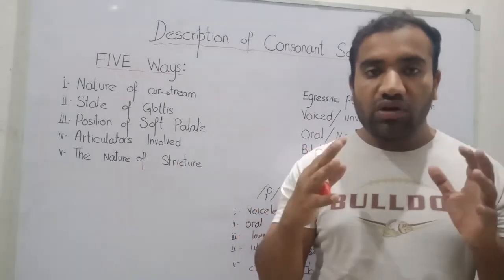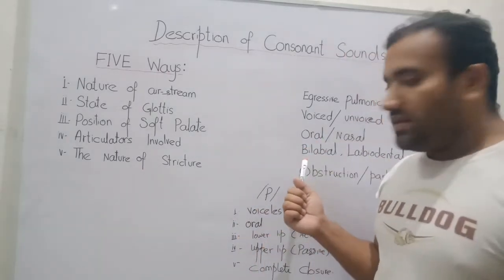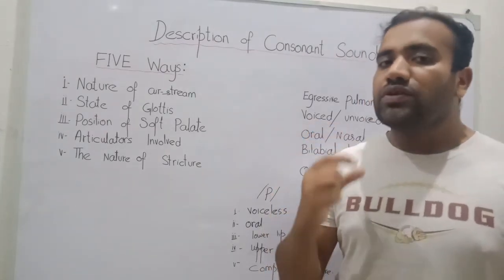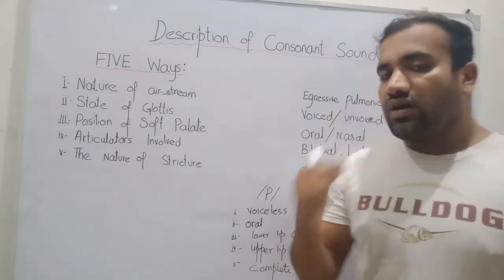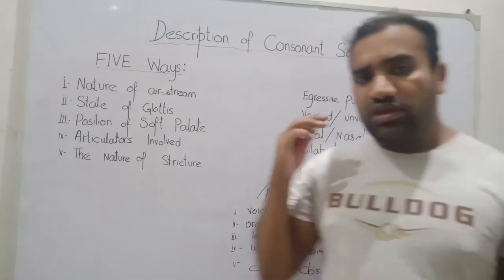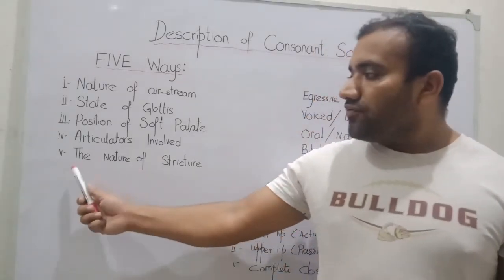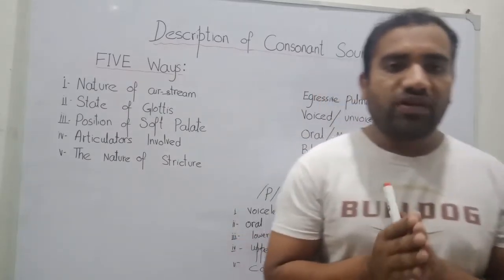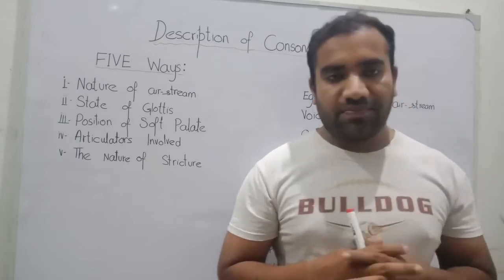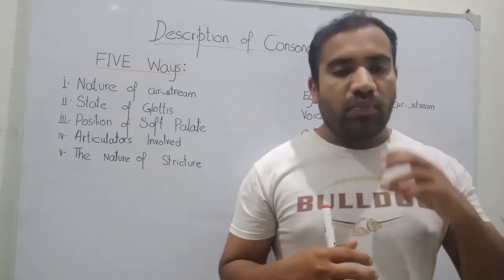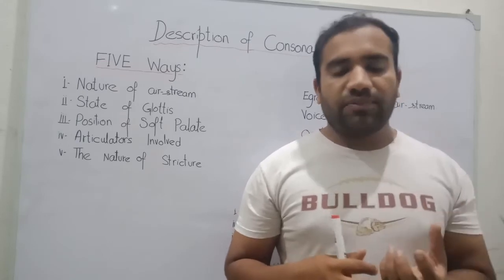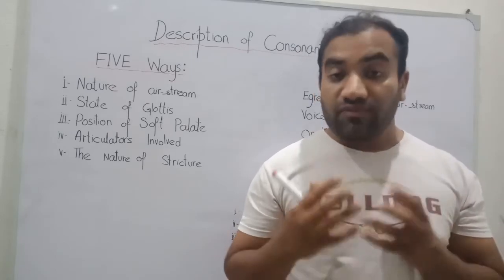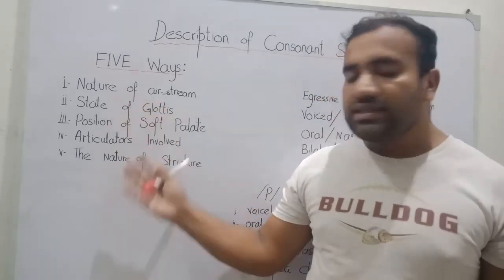When only the 2 lips are involved, this is called bilabial. When your lip and the teeth are involved, this is called labiodental. And in this way we have the table. The fifth one is the nature of obstruction. It tells us what the obstruction is: either full obstruction, partial obstruction, sufficient obstruction, closure, complete closure, or partial closure. This is the fifth way to describe the consonant sound.